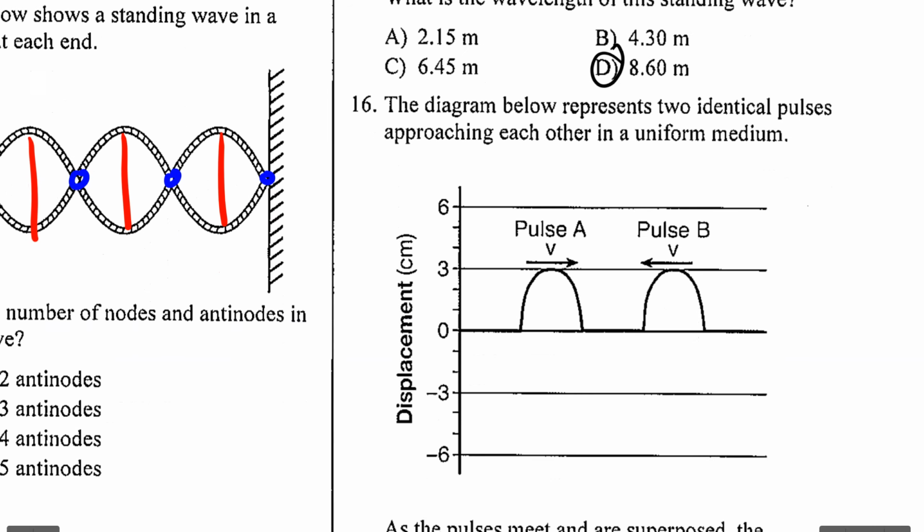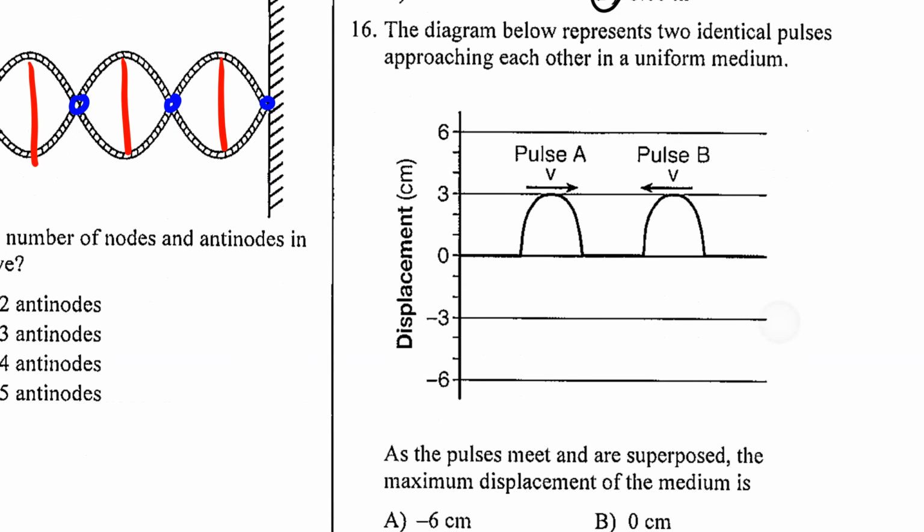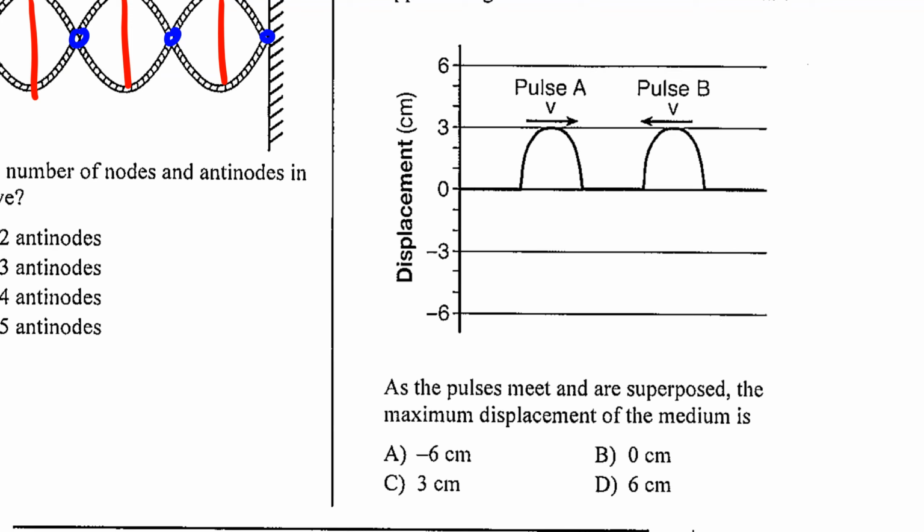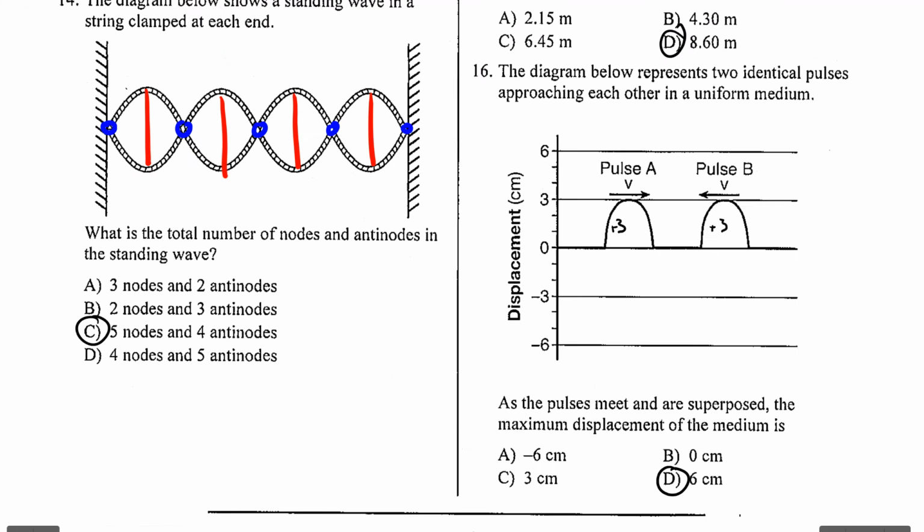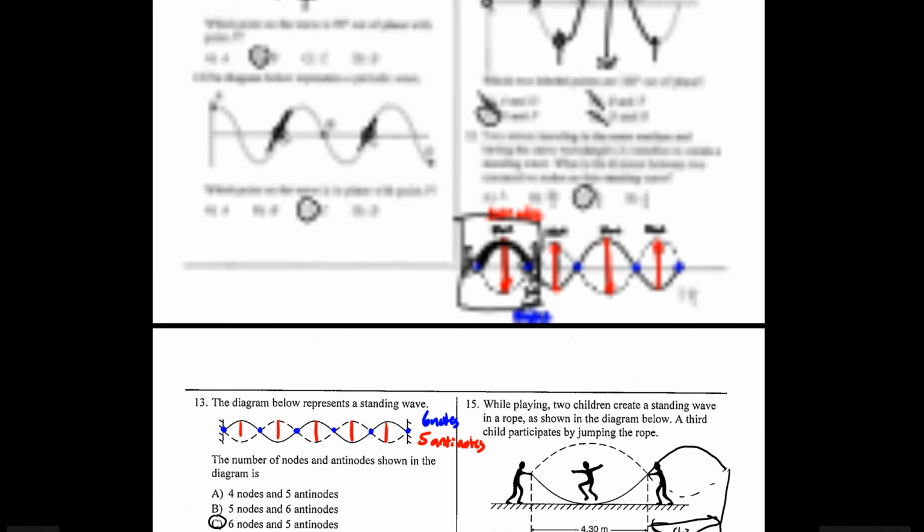Now we have a diagram with 2 pulses, both with an amplitude of +3 moving towards each other. As the pulses meet and are superposed, the maximum displacement of the medium is +3 plus +3, so that's +6 centimeters.